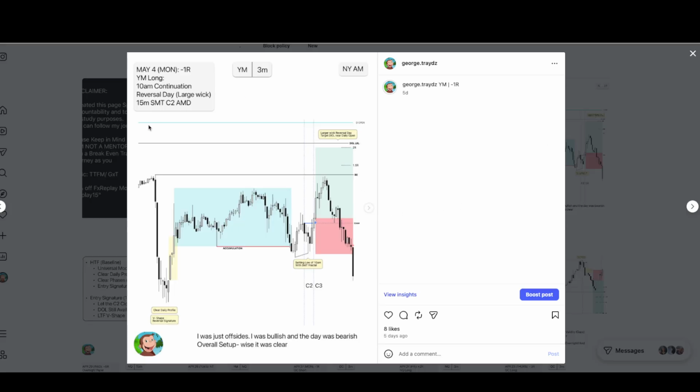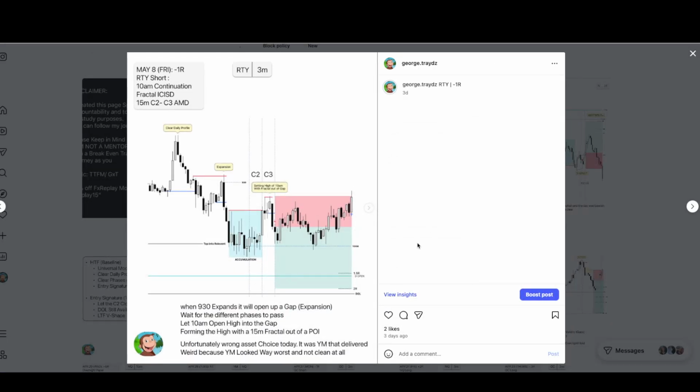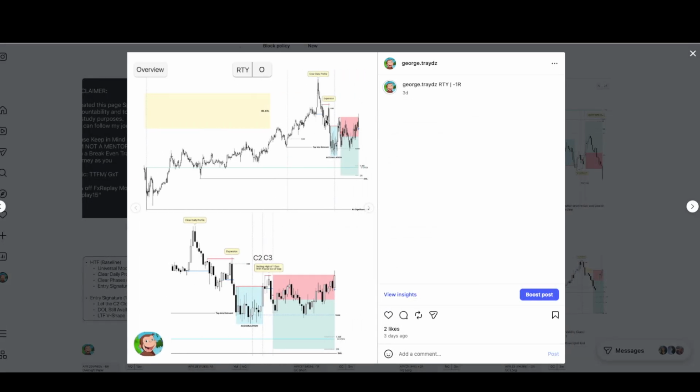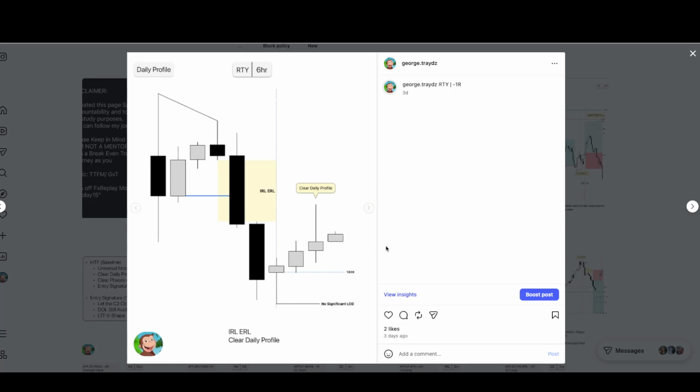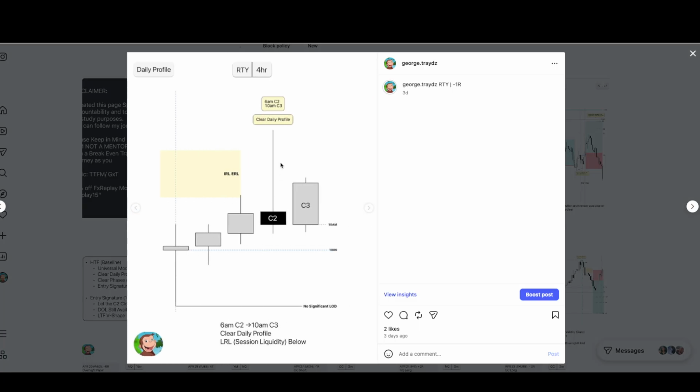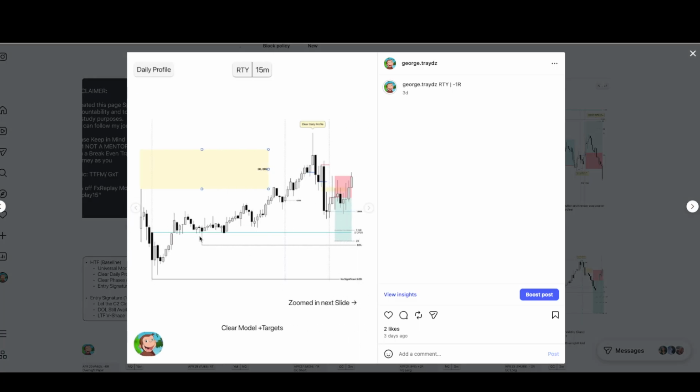Let's go on Instagram. Literally exactly as every single one of these drawings is, right? So all we're doing is clear daily profile of that open high, expansion, right? C2, daily continuation. That's my higher probabilities. IRL, ERL, open high, press downwards. 6 a.m. C2, looking for 10 a.m. to be C3. 2 going target, low resistance.